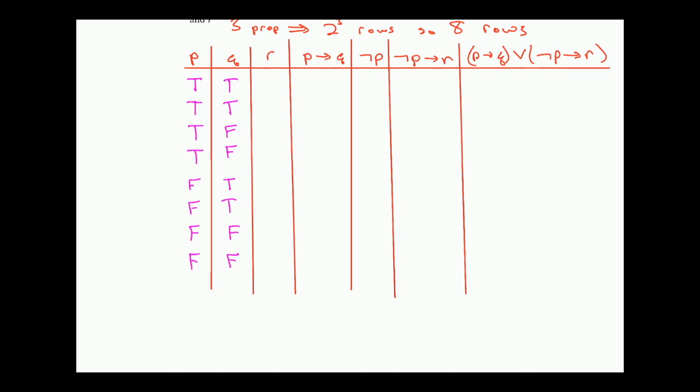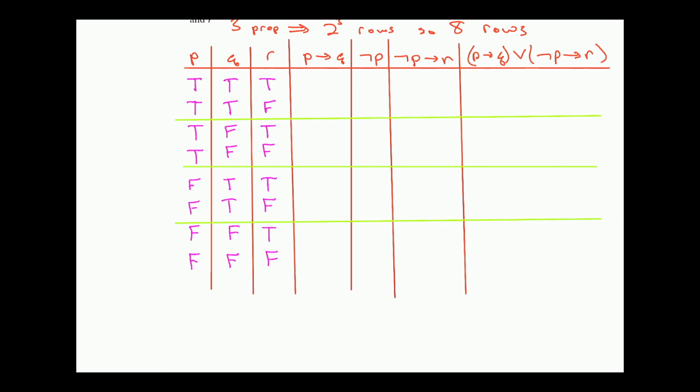And then for your third proposition, you go one by one: true, false, true, false, true, false, true, false. Okay, and I'll add an extra line in here just to help me keep track of what I'm doing here. A couple extra lines. Okay, so that's how you do it.